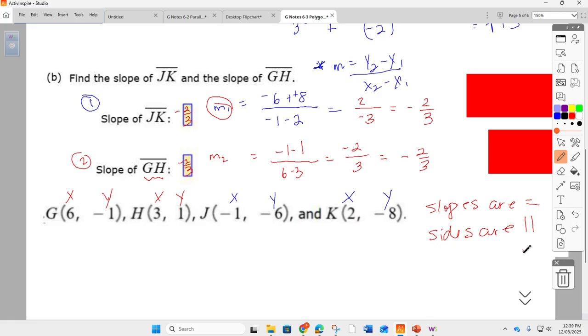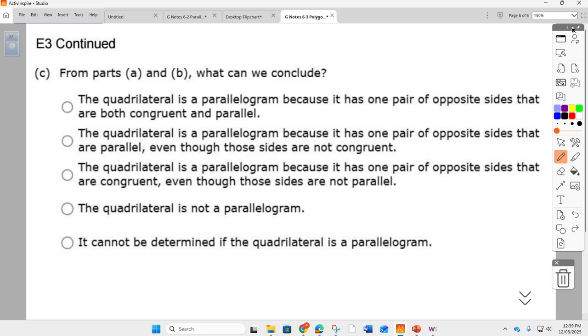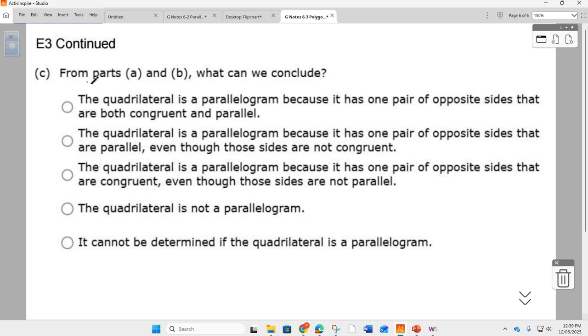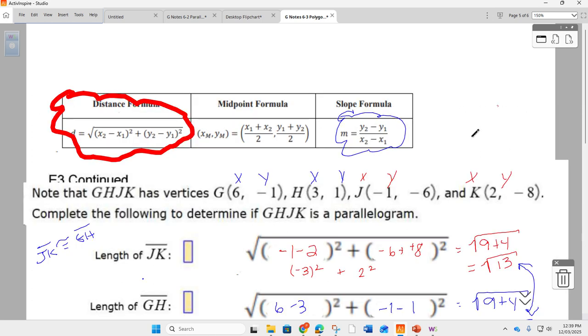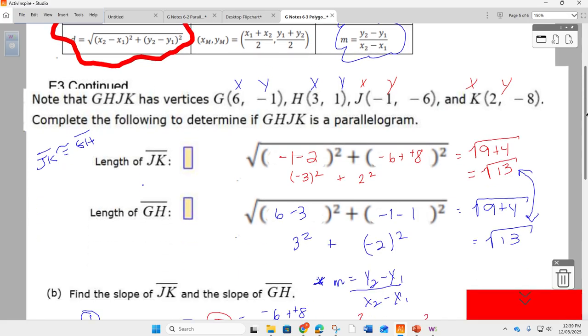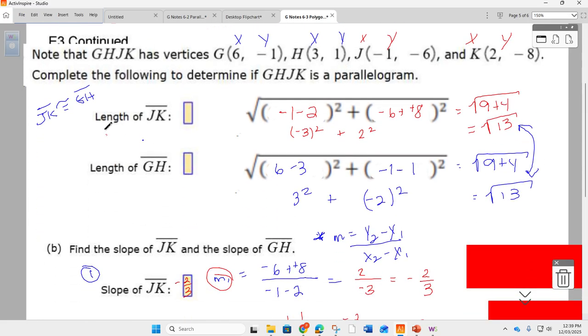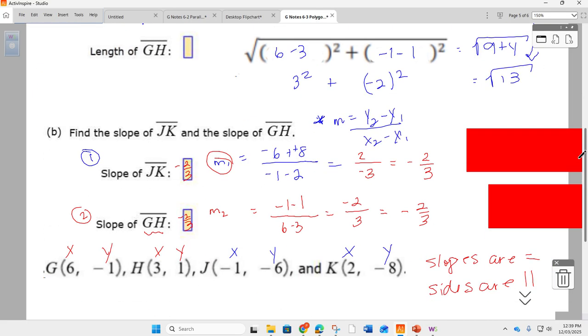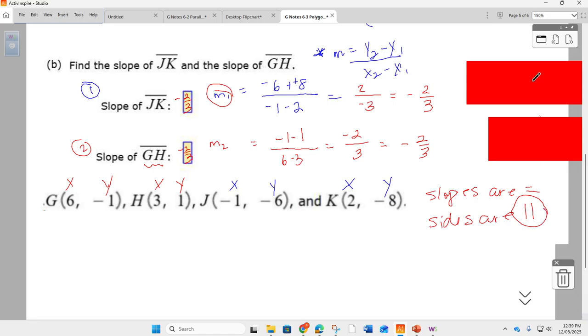So let's look here. So what do you think? From parts A and B, what can we conclude? The first one says the quadrilateral is a parallelogram because it has one pair of opposite sides that are both congruent and parallel. Is that what we did? It is what we did. So we got to the answer right away, right? Our sides are the same length, so they're congruent. That same pair of sides are parallel. So our answer is here.